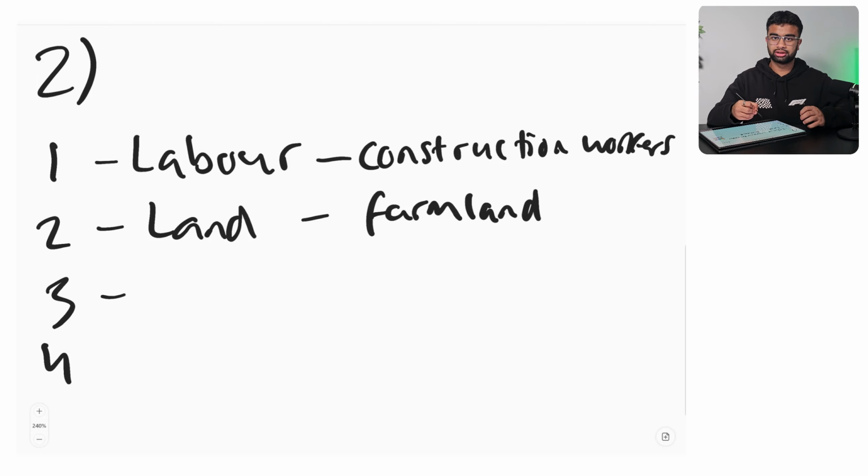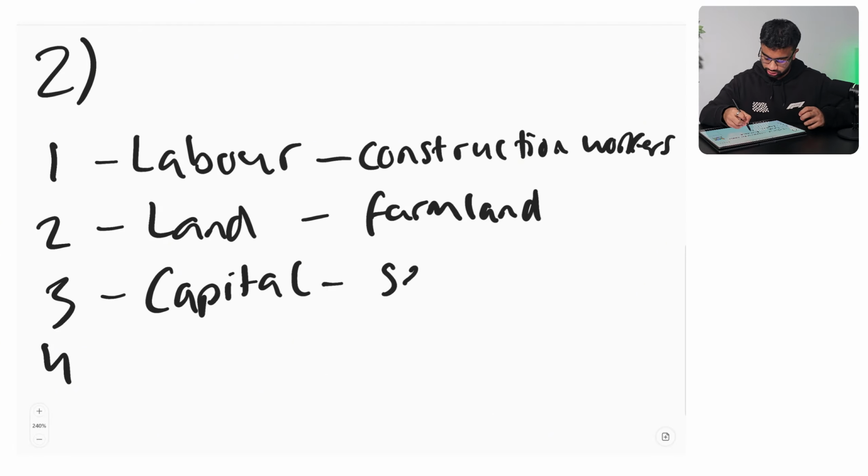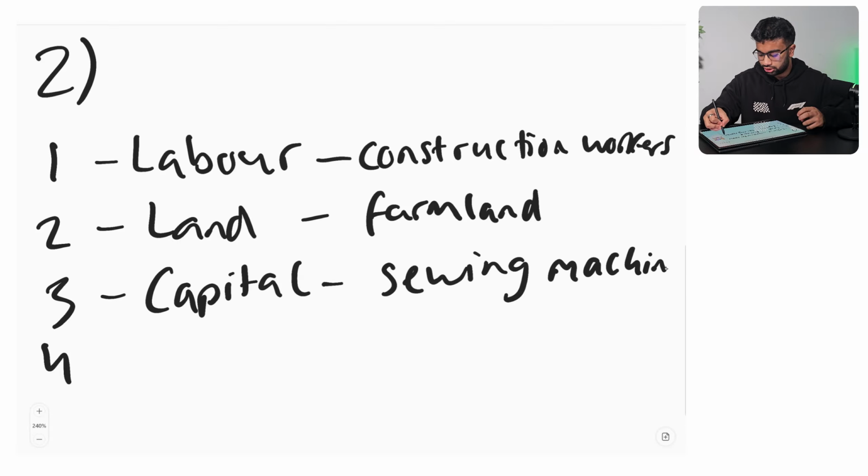The third factor of production is capital. So what capital refers to is machinery that we have that can be used to produce goods. So for example, this could be, let's say, a sewing machine could help to produce clothes and things like that.